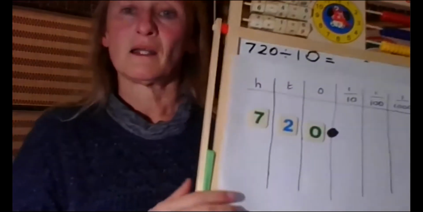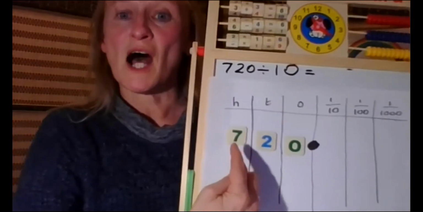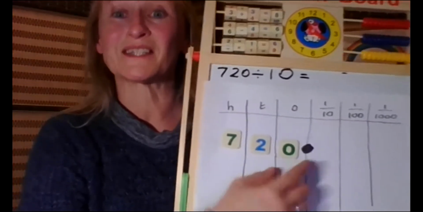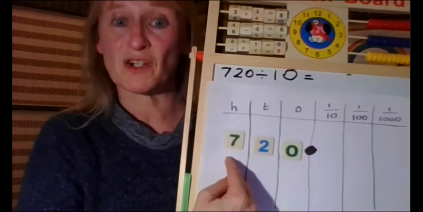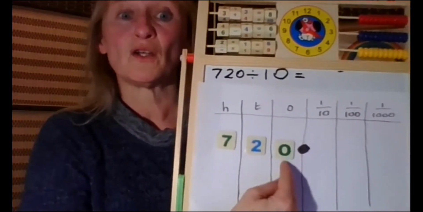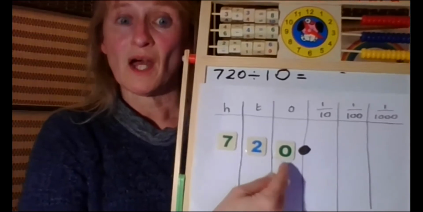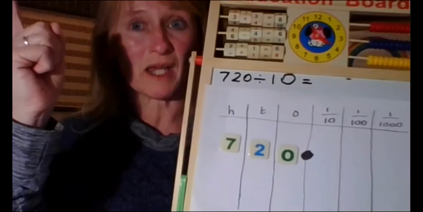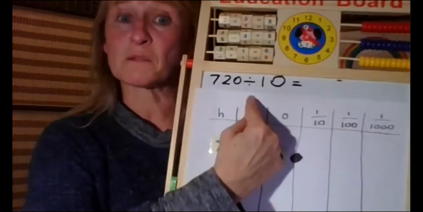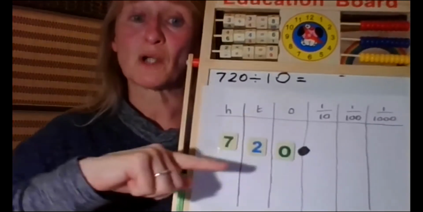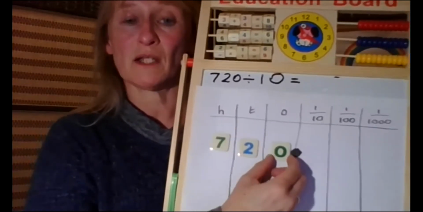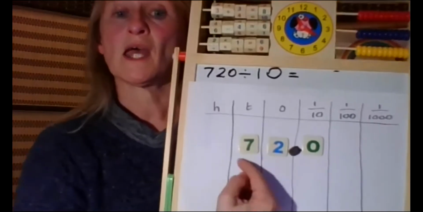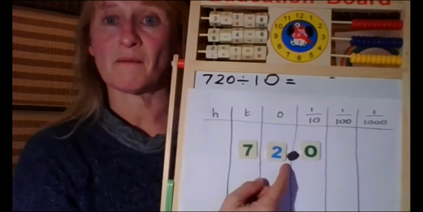720. Okay, now first thing was, I have to make sure that my digits are in the right place. They are, okay? 700s, 10s, no ones, okay? I'm dividing it by 10. I look how many zeros there are, that's my hint. I'm going to make it smaller because it's divide. So I'm going to go to the right, okay? So off we go, 1, 2, 3.